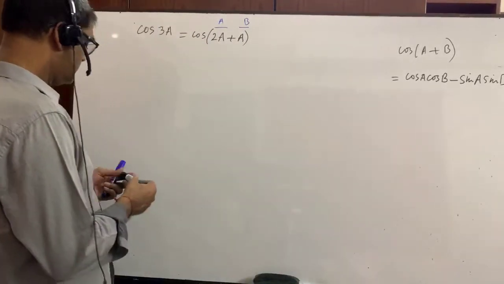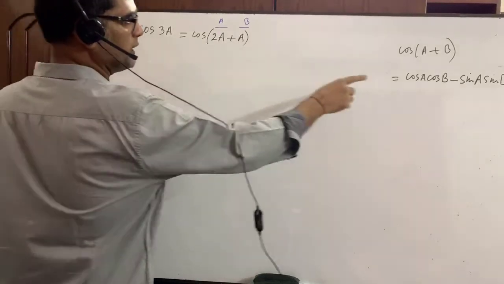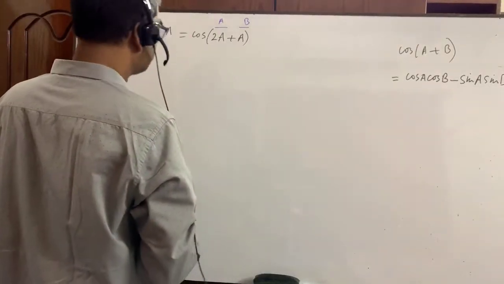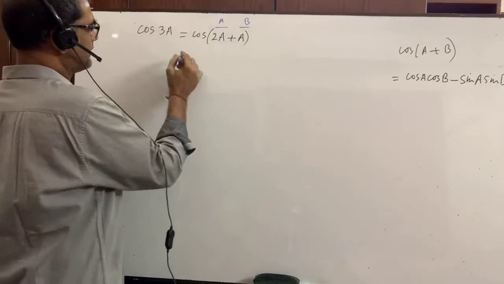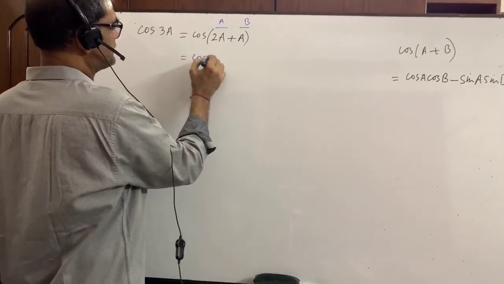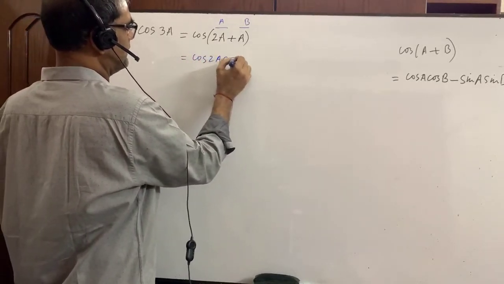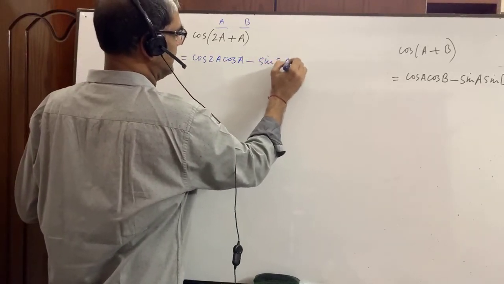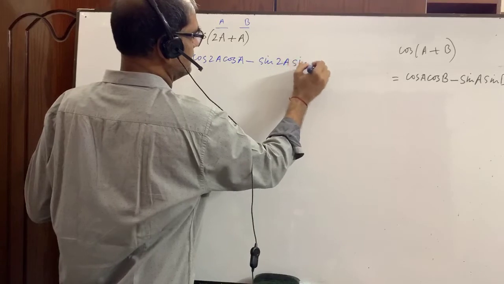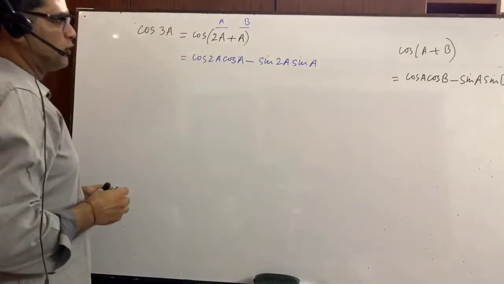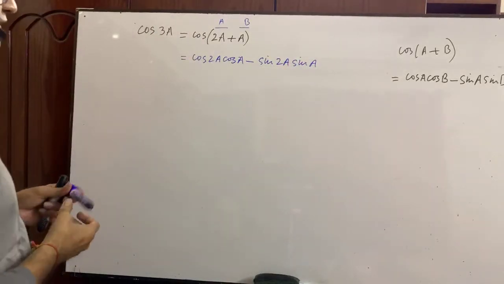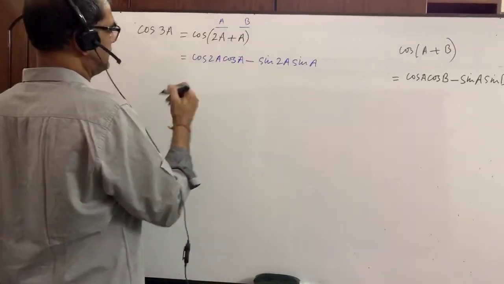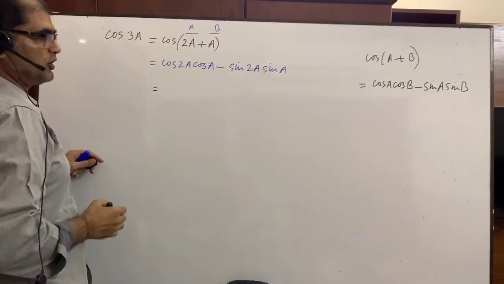You see, the cos of a plus b formula is cos a cos b minus sin a sin b. So we can write here cos a cos b minus sin a sin b. Now, what about cos 2a?